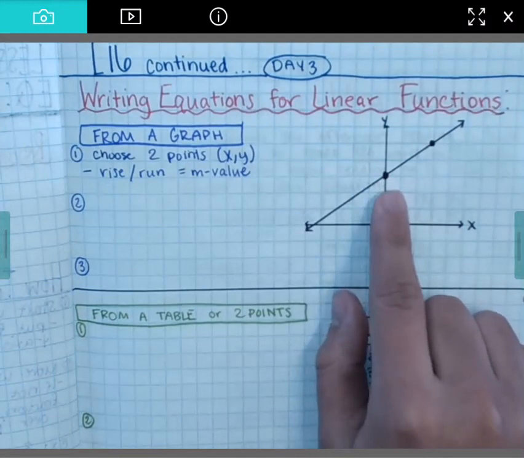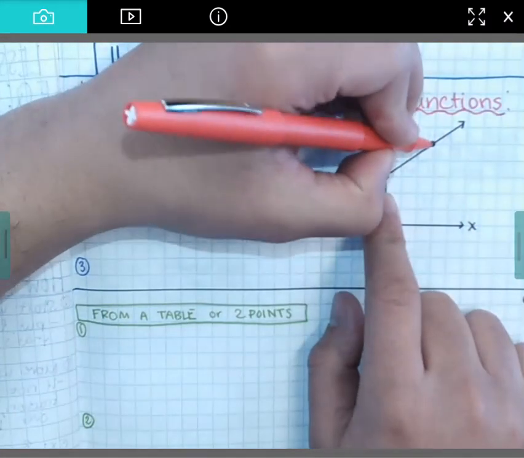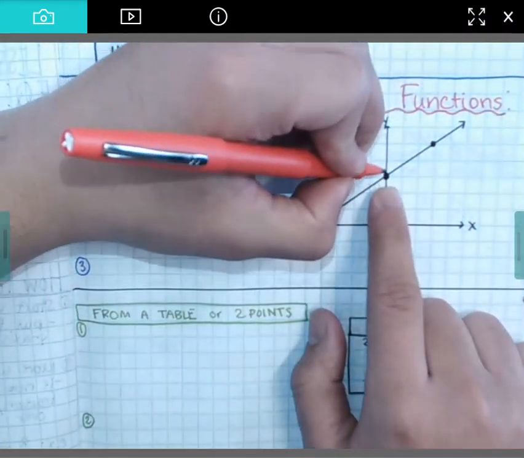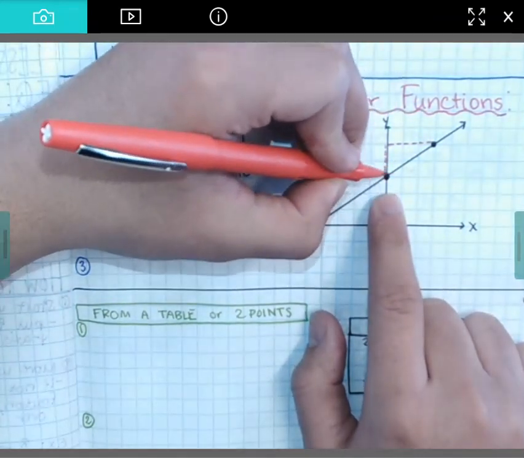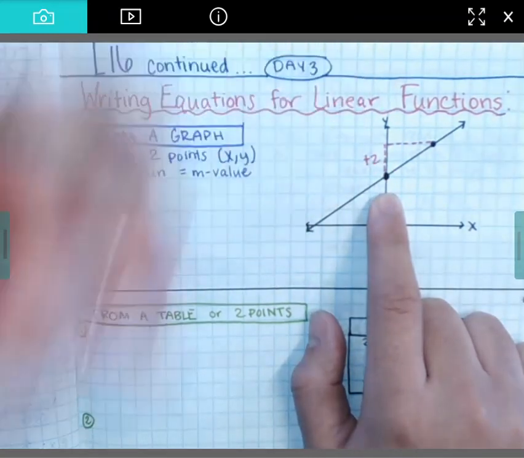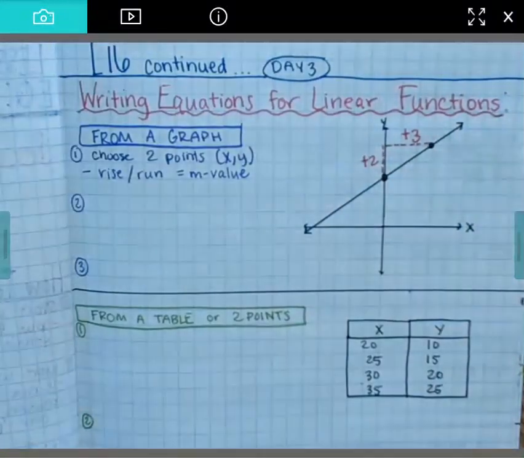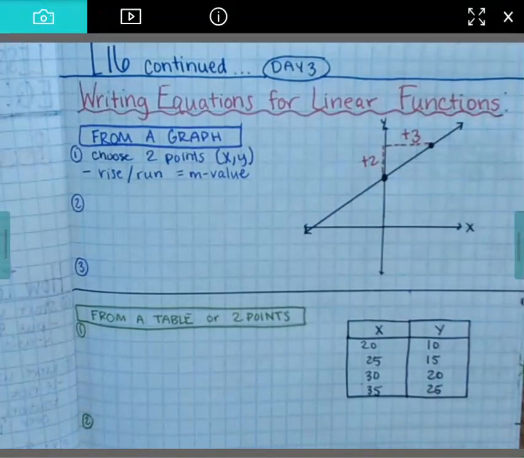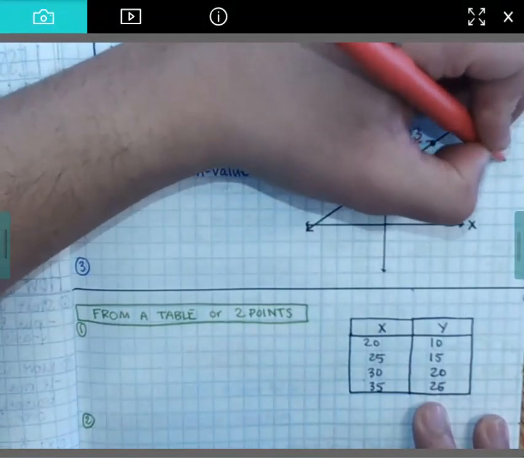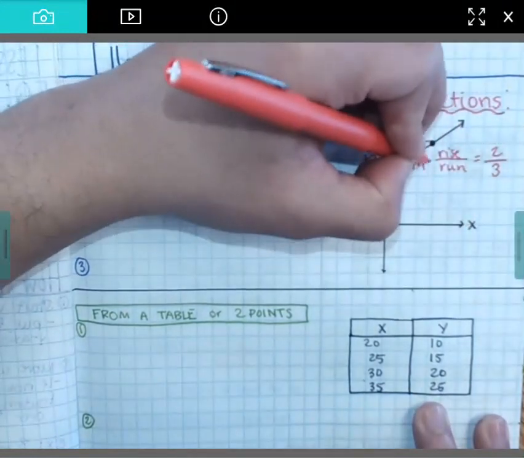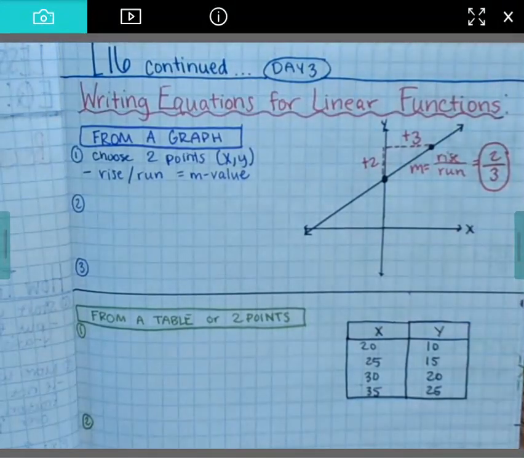So this graph already has 2 pretty points outlined for you. We have one right on the y-intercept and we have one over here. We're going to start with this point and calculate the slope by doing rise over run. From these 2 points, I rise 2 units, so plus 2, and then I run 3 units, so plus 3. So my slope is rise over run. I rose 2 and I ran 3, so m equals 2 over 3. Okay, that's the first step.